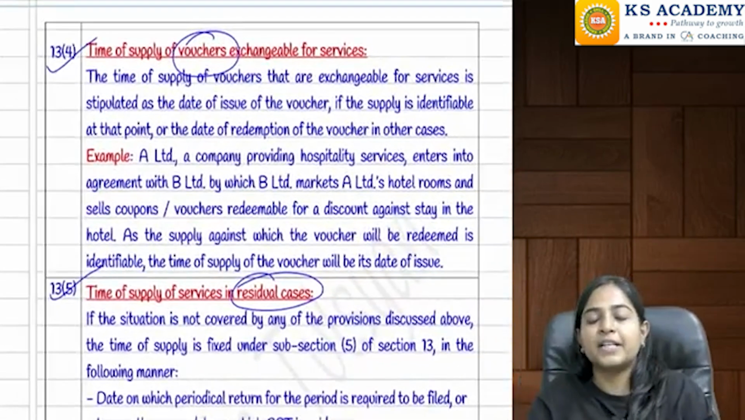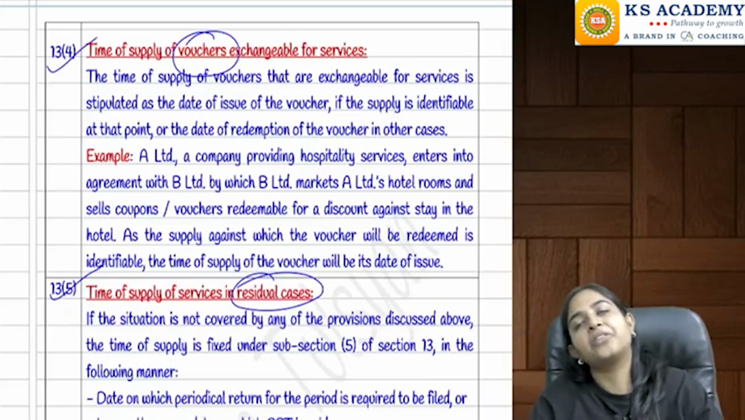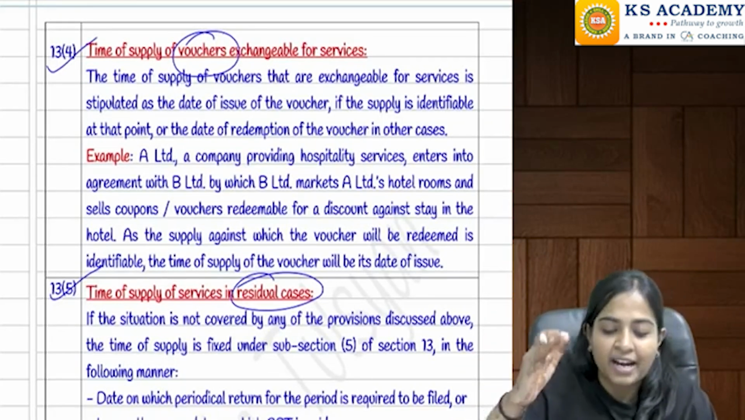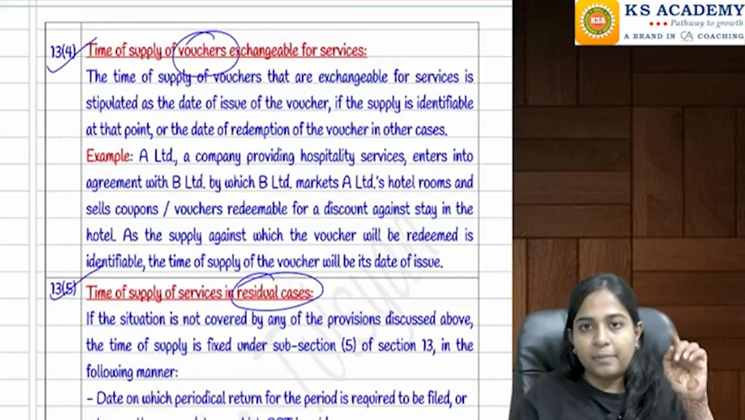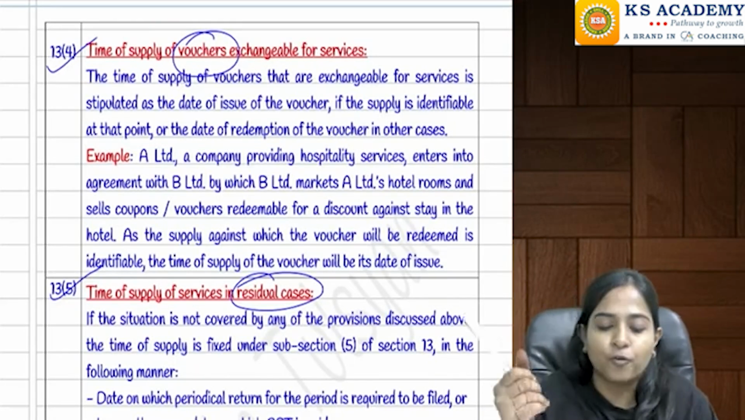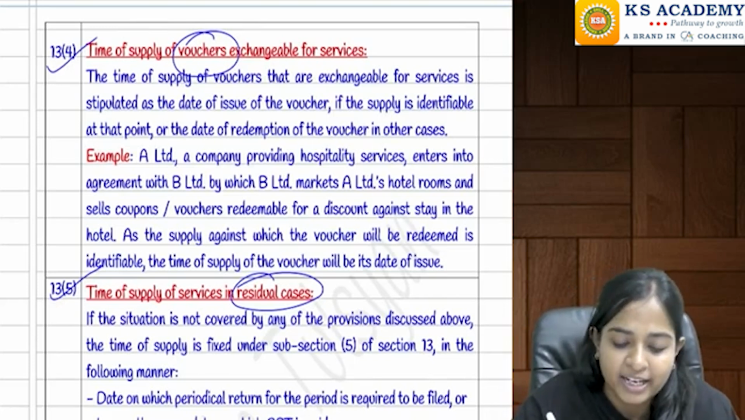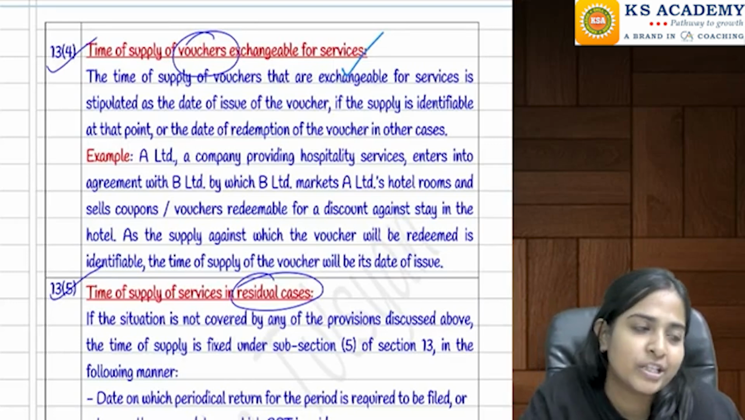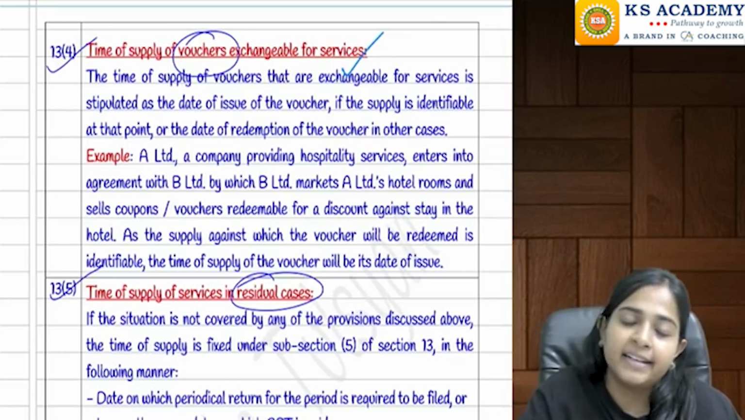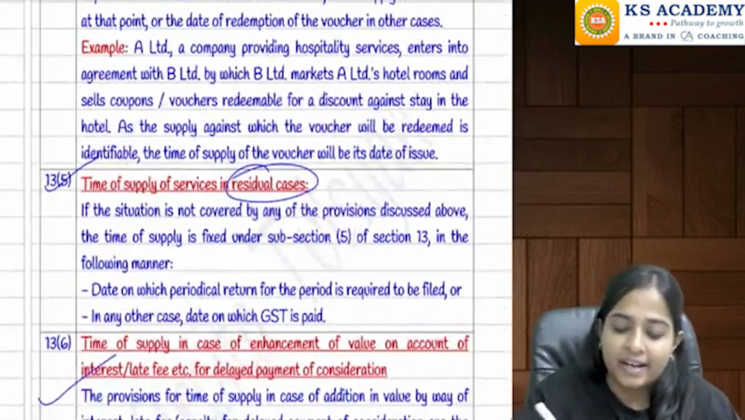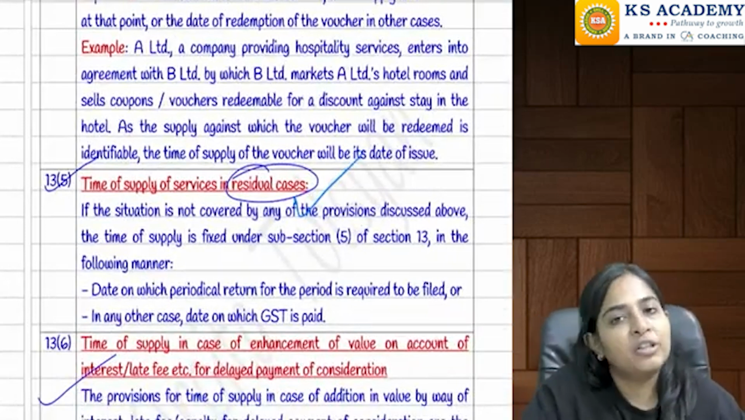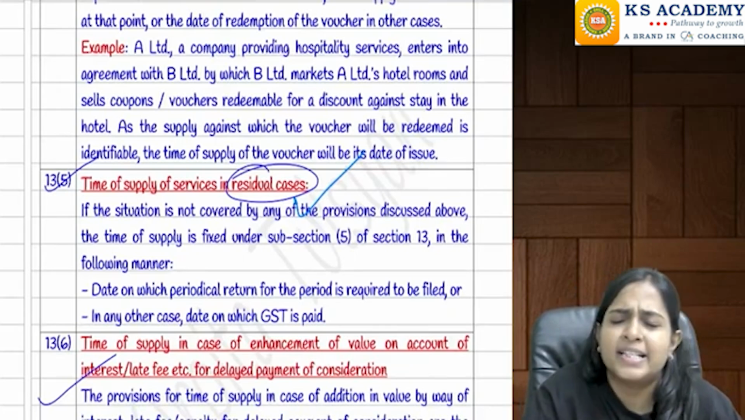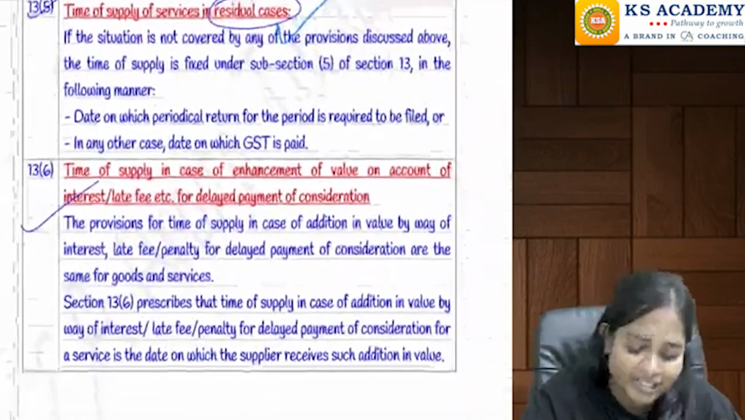Section 13 subsection 4, 13(5) and 13(6) are the same as section 12(4), 12(5) and 12(6), the previous ones that we had done. Section 13(4) talks about vouchers which are exchangeable for services. If the supply is identifiable, then the time of issue of invoice. If the supply is not identifiable, then the date of redemption of the voucher. In residual cases where you are not able to find out the time of supply, then the due date of the periodical return. If that is also not known, that is any other case, then the date when the GST has been paid.